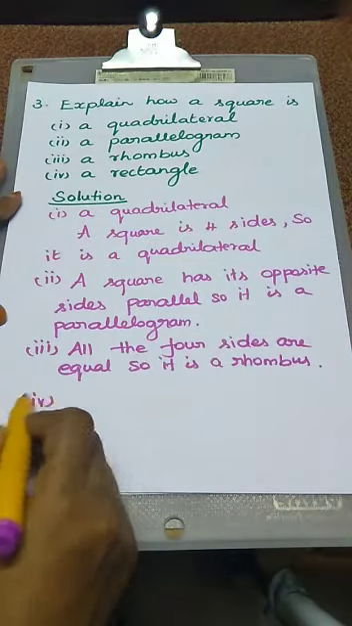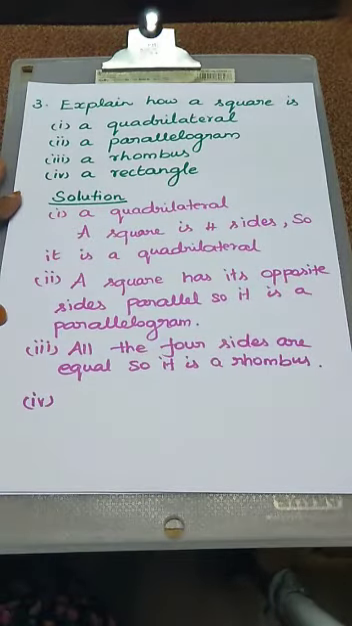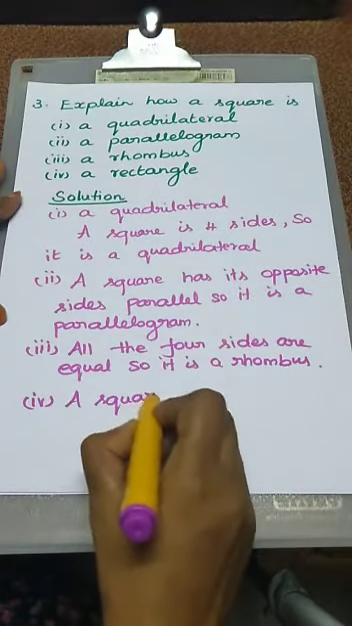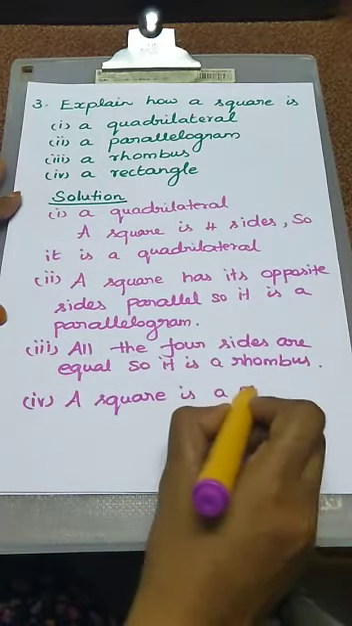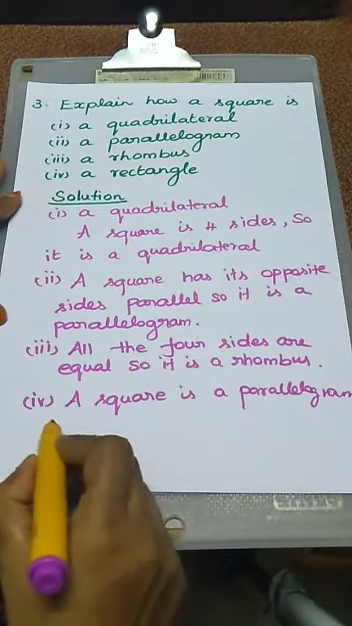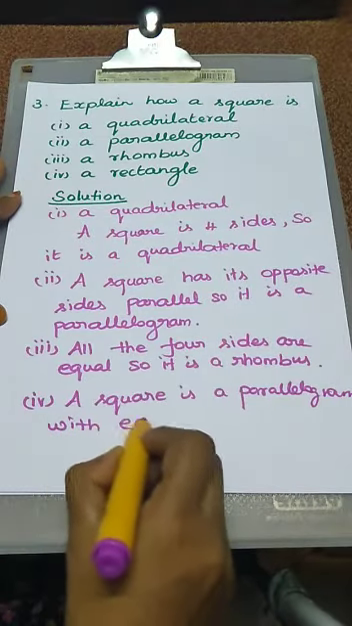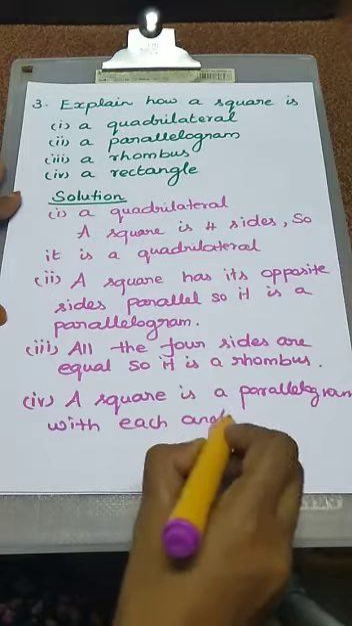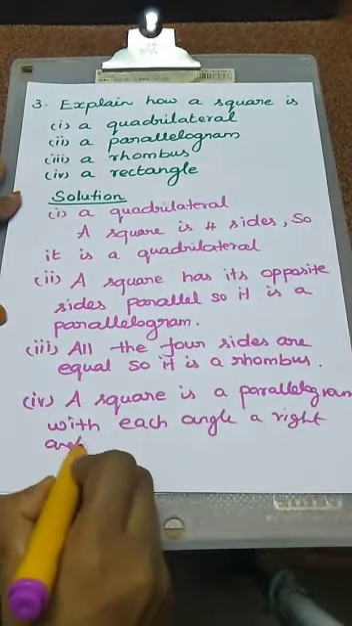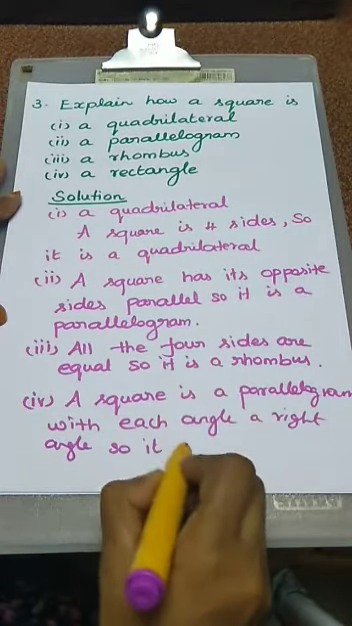Next one. How is a square a rectangle? Actually, what is the condition we are going to discuss here? A square is a parallelogram with each angle a right angle. So it is a rectangle. A square is a parallelogram with each angle a right angle. So it is a rectangle. Okay.